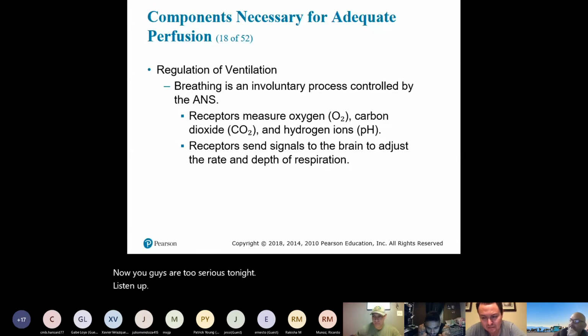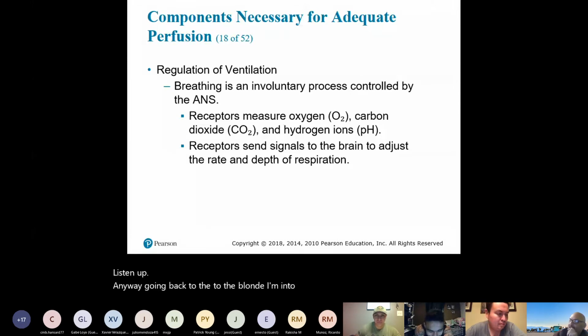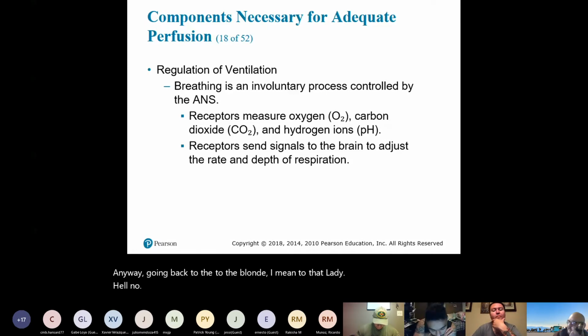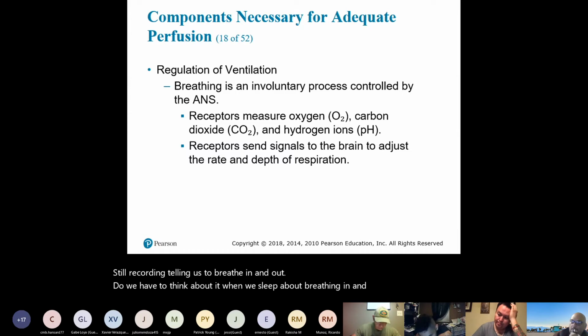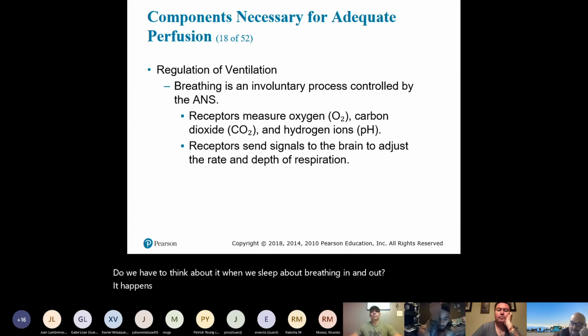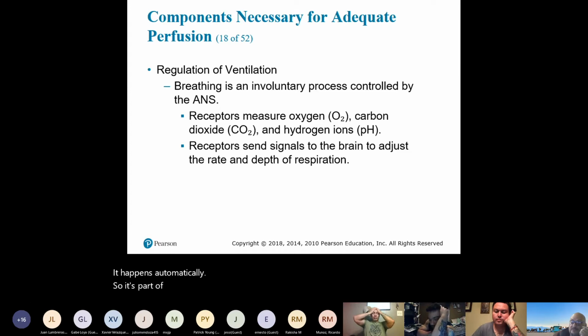Anyway, going back to the blonde, I mean to that lady. Do we have to listen to a recording telling us to breathe in and out? No. Do we have to think about breathing in and out when we sleep? Nope. It happens automatically. So it's part of the autonomic nervous system. We don't have to think about breathing.